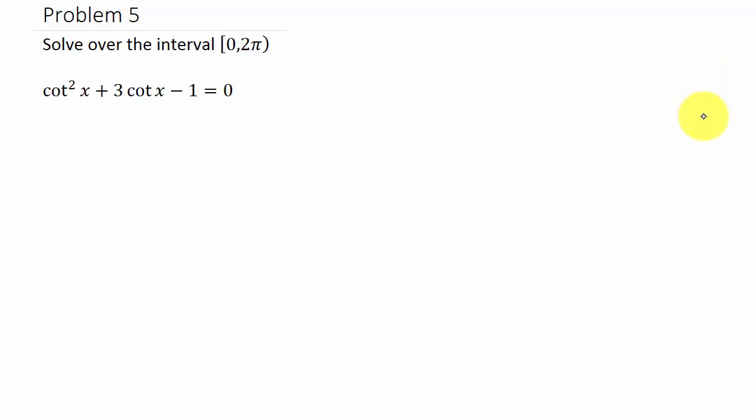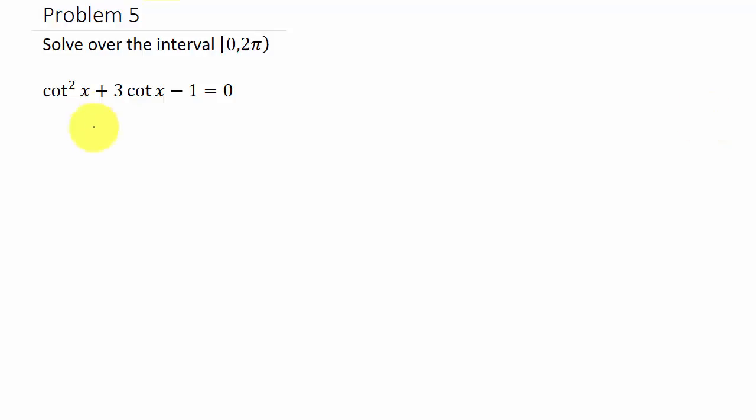Alright, so our fifth example, solving trigonometric equations. We want to find all the solutions from 0 to 2 pi, and we have cotangent squared x plus 3 cotangent x minus 1 equals 0. First thing we might want to do is factor it, and looking at this we can see that it doesn't factor. So we've got the quadratic formula.